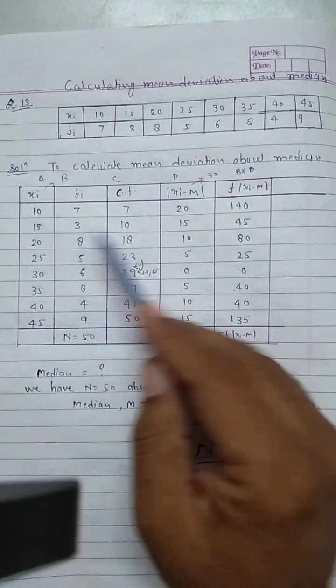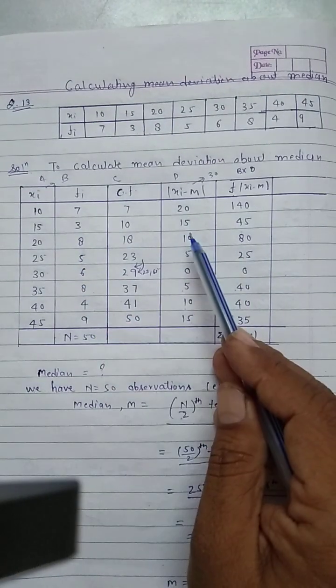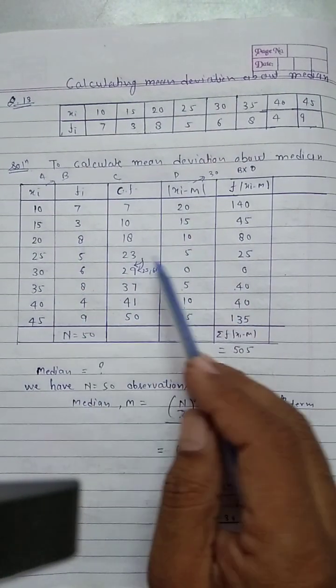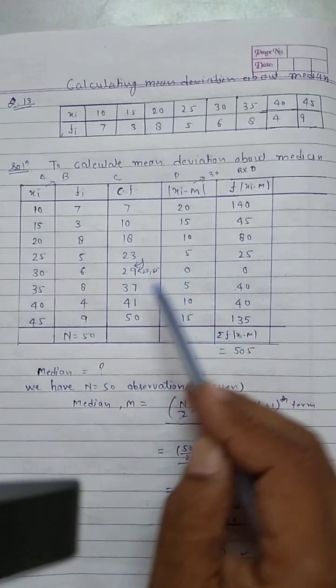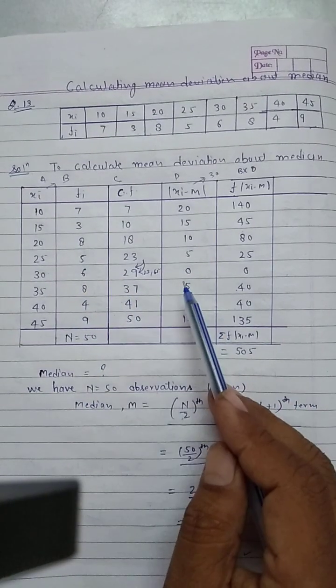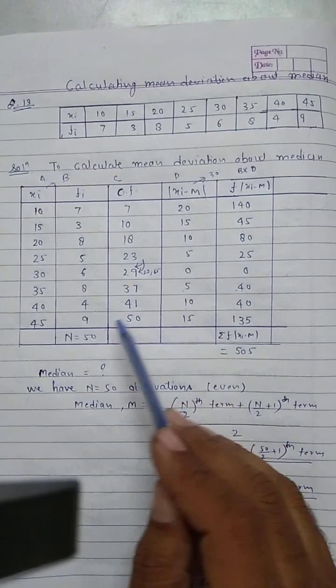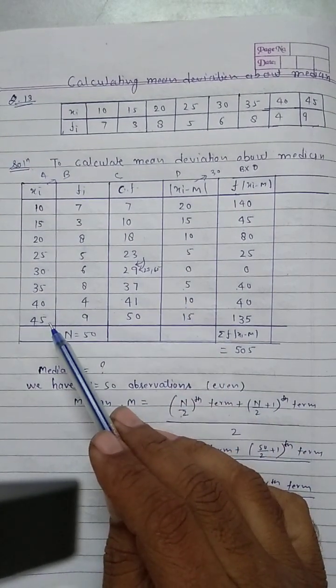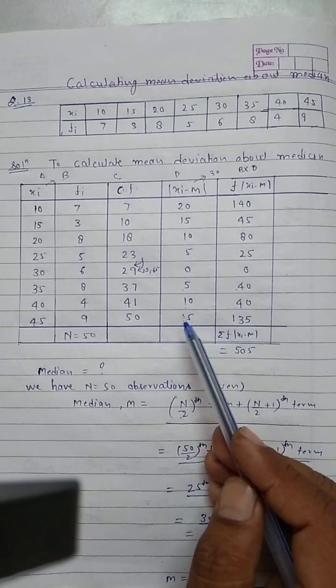13 minus 30 is taken as 17. 20 minus 30 is taken as 10. 25 minus 30 is taken as 5. 30 minus 30 is taken as 0. 35 minus 30 is taken as 5. 40 minus 30 is taken as 10, and 45 minus 30 is taken as 15.